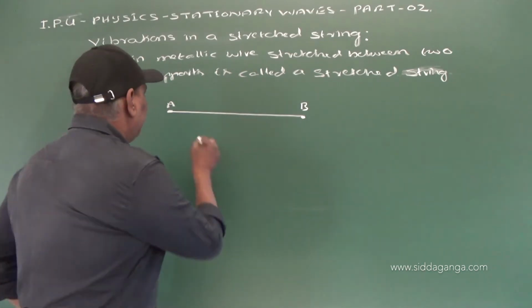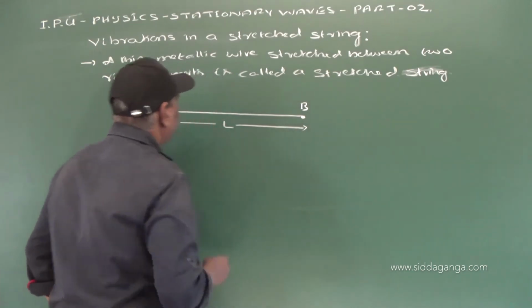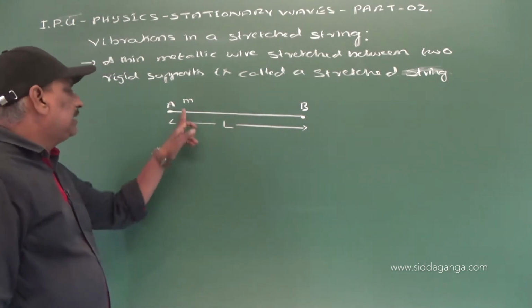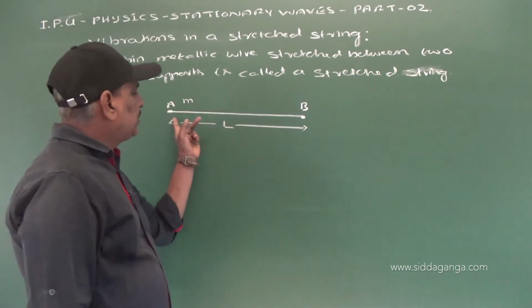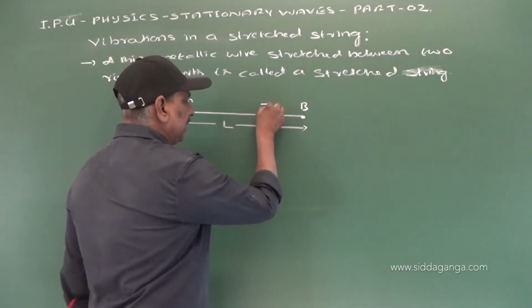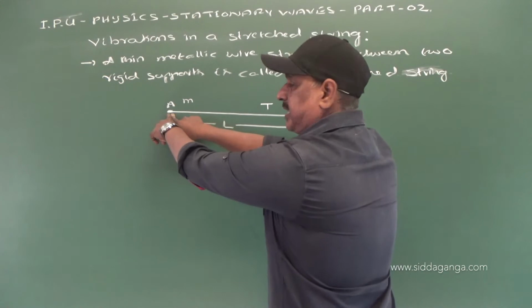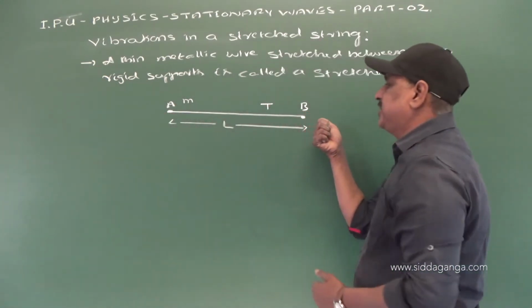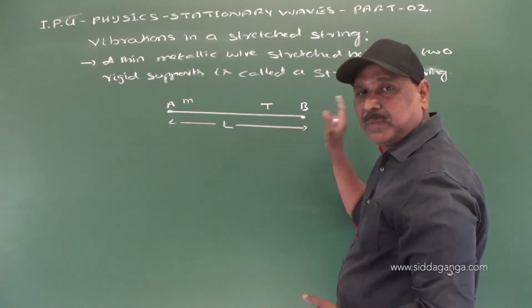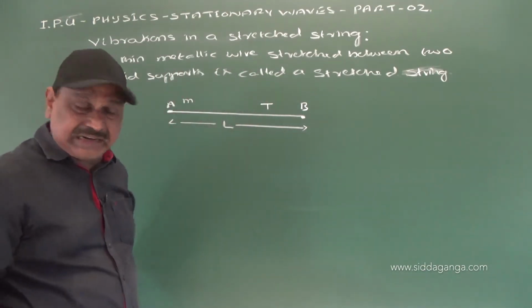Now let us consider a wire of length L and linear density, or mass per unit length m, stretched between two points A and B. Let T be the tension in the string. Generally we will tie one end of the string to end A, then we will stretch it, and we will fix the stretched end to the point B, and this arrangement is called a stretched string.